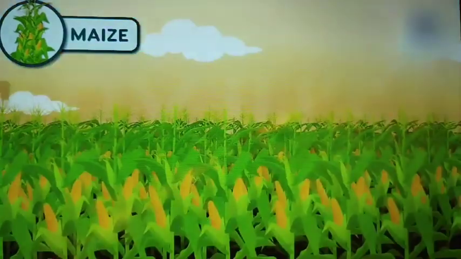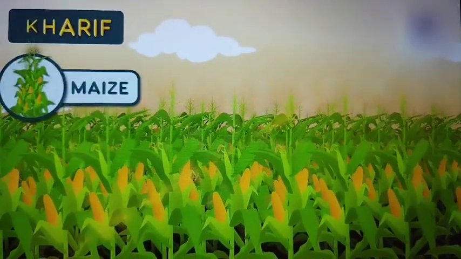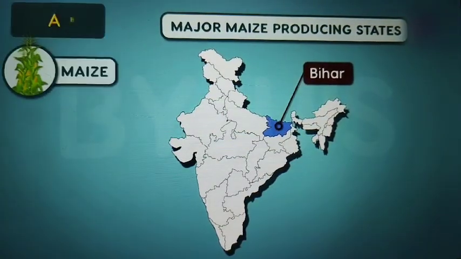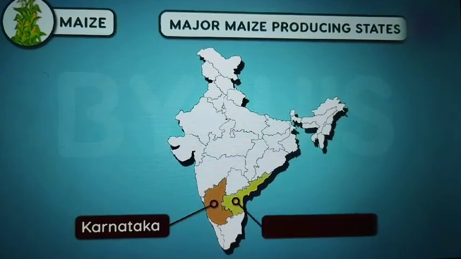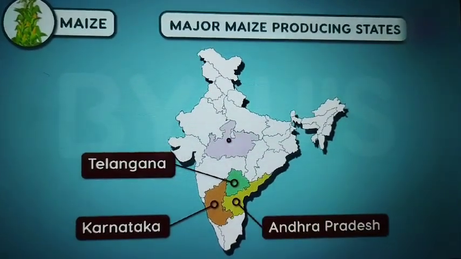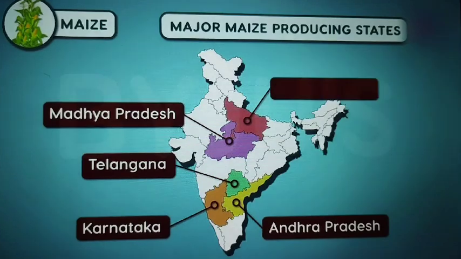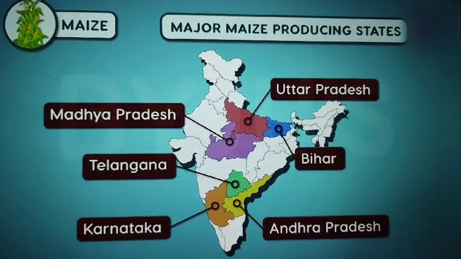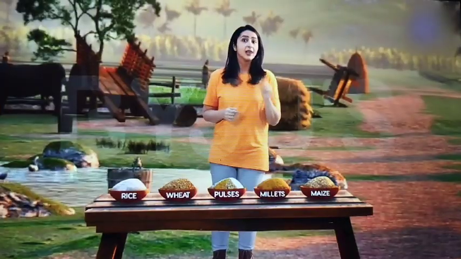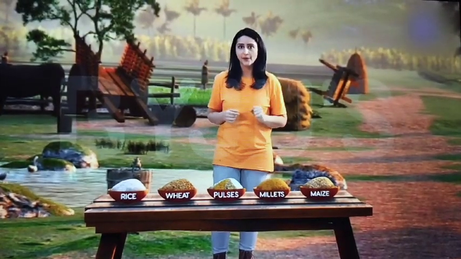corn. Now, although it is a kharif crop, in some states like Bihar, it is grown as a rabi crop as well. Karnataka, Andhra Pradesh, Telangana, Madhya Pradesh, Uttar Pradesh and Bihar are the major producers of corn in India. Now, let's move on to the next crop.